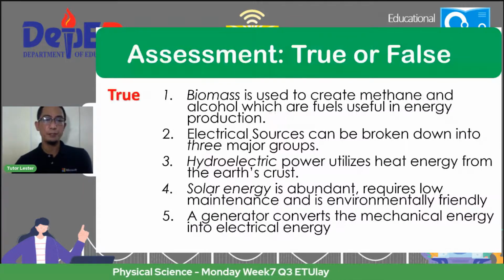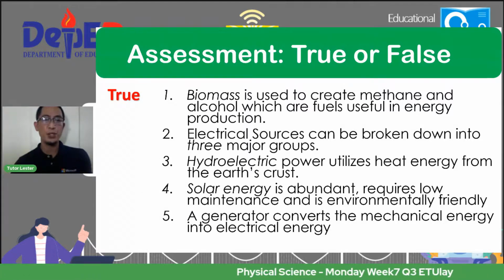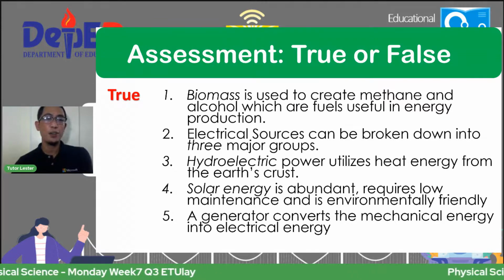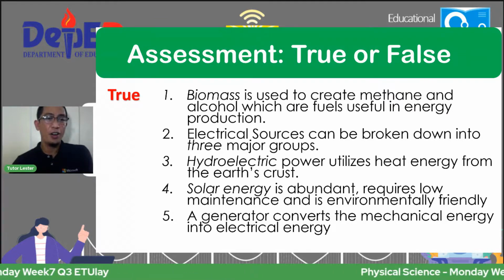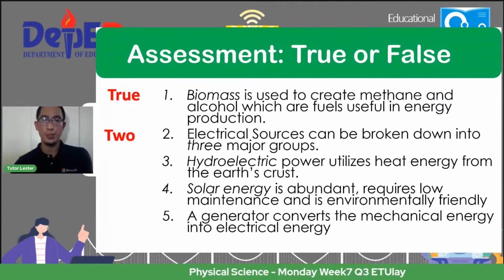Question number 2. Electrical sources can be broken down into 3 major groups. True or false? Sagot po, there are only 2 major groups.